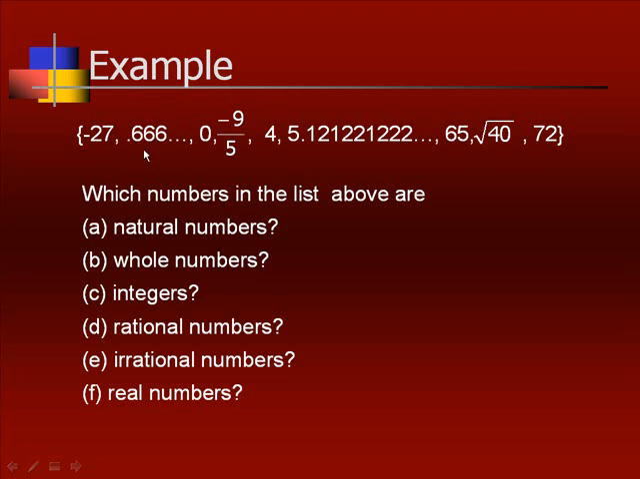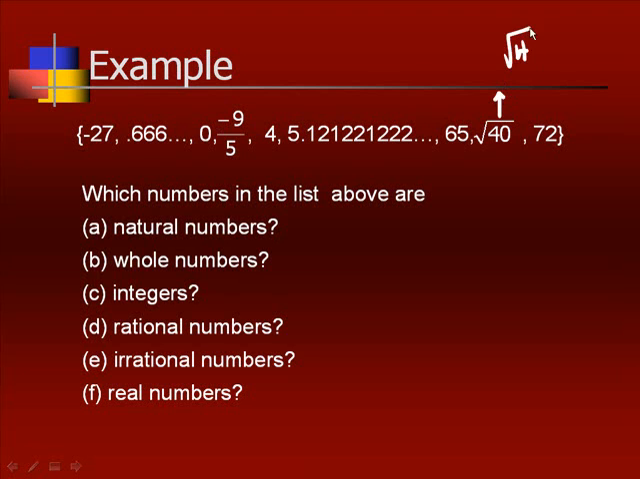-27 is not because it's negative. There's a decimal. 0 is not natural. Fractions are not natural. So we've got 4, 5.12, that's a decimal, that's not. 65 is natural. Square root of 40 is not. And 72 is. Now let me go back on this square root for a second.